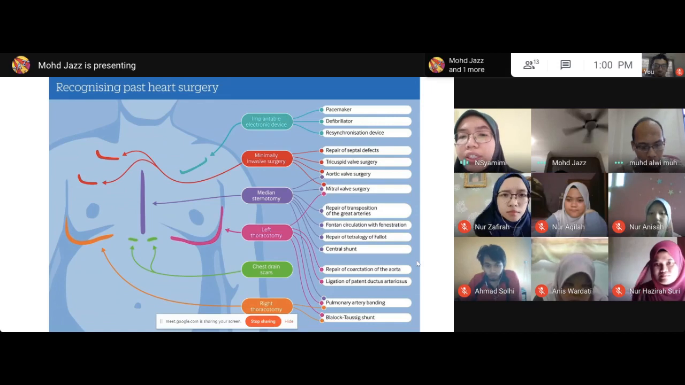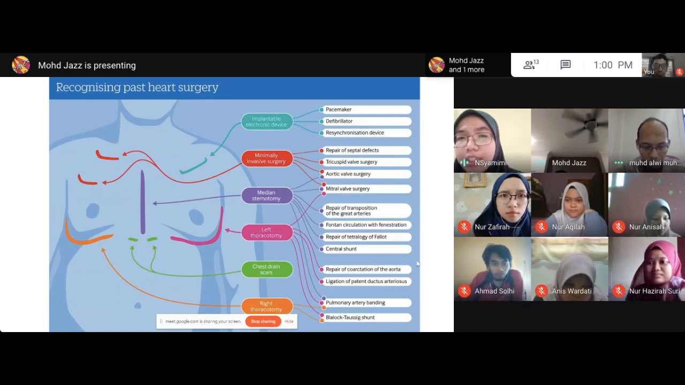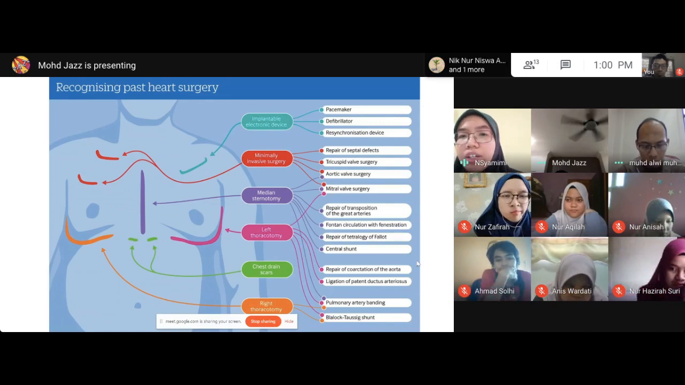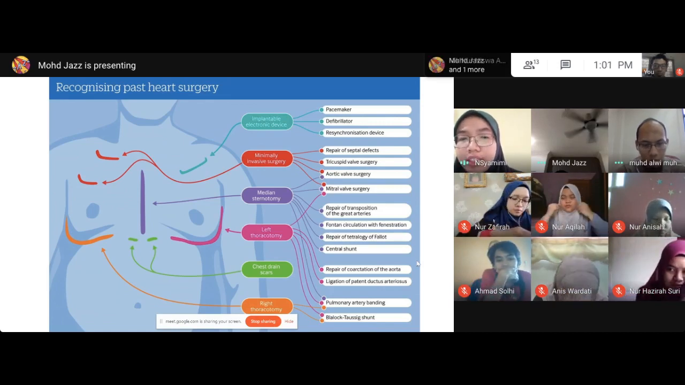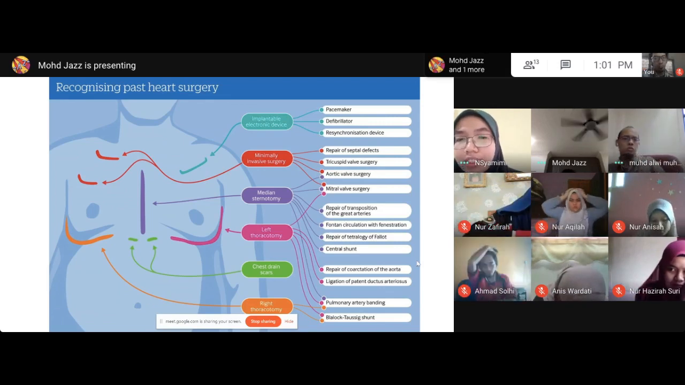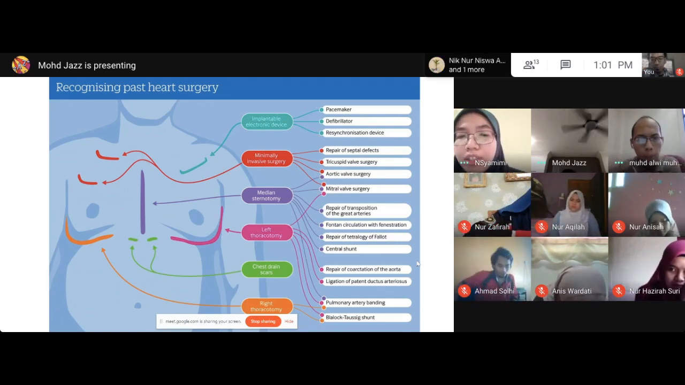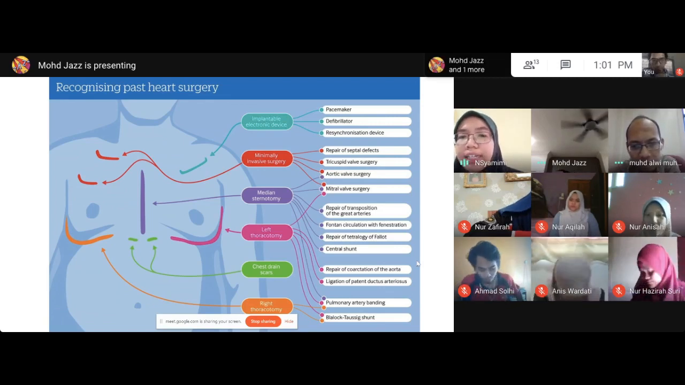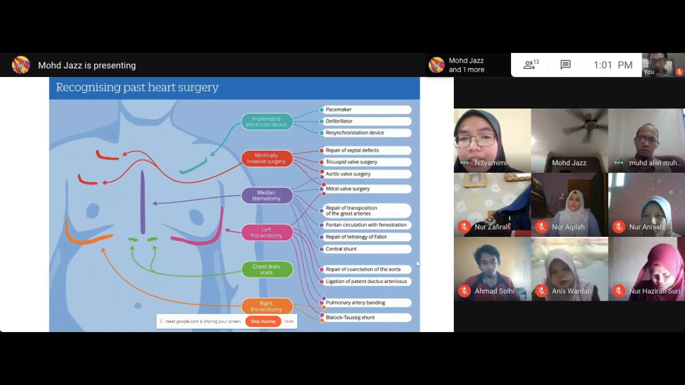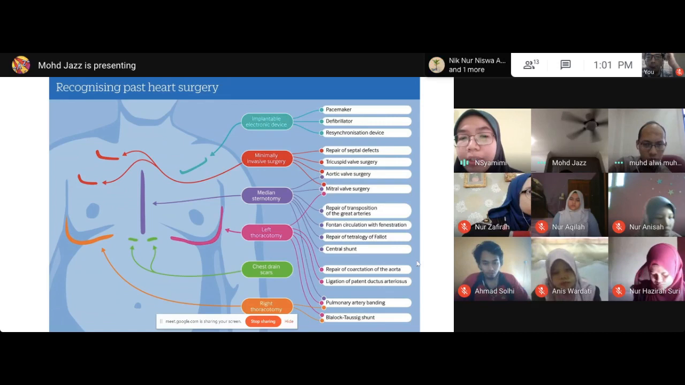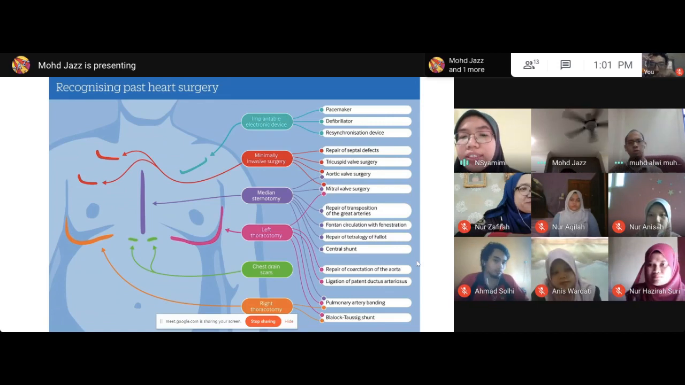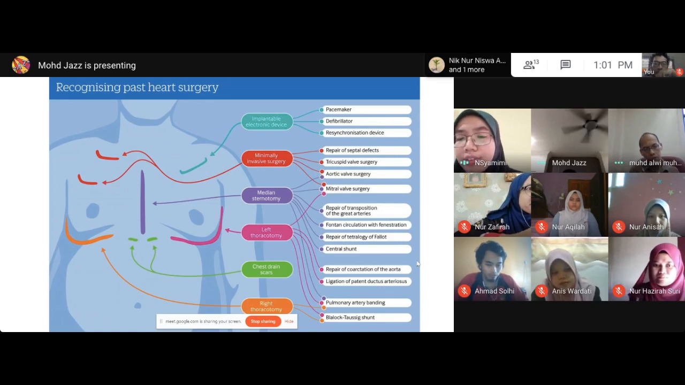So the median sternotomy scar is required in the majority of cases of congenital heart disease. What is the advantage of the median sternotomy incision? It is quick to perform and there is less pain. But the disadvantage is that it has a bad cosmetic result because of the scar we can see in the middle of the chest. There is also a risk of sternal malunion, and because of the malunion, the patient is exposed to postoperative infection.